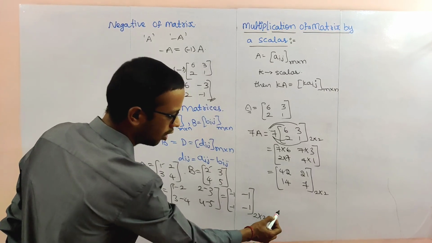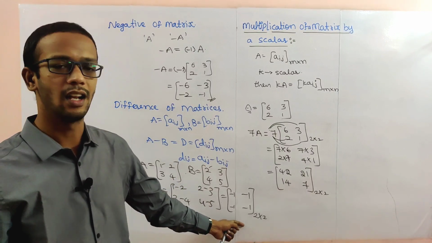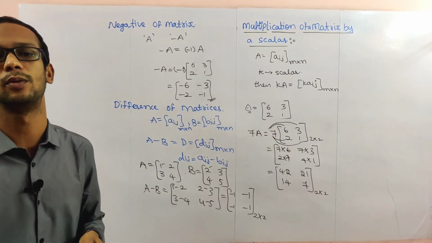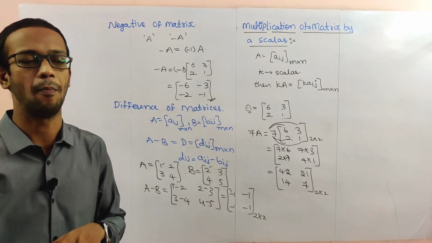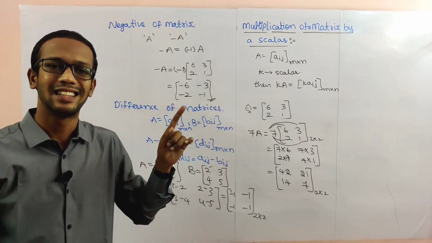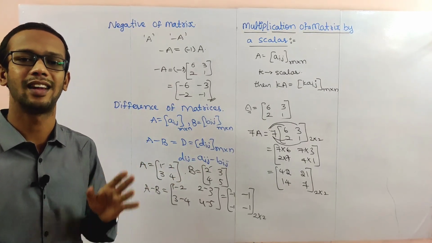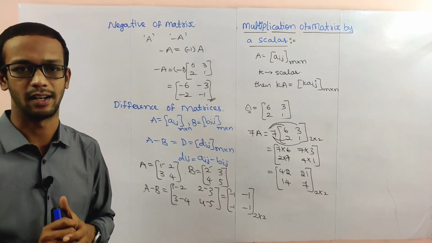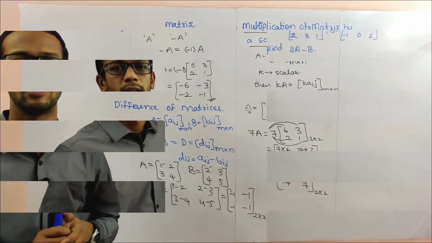What is the order of the result? It is 2 by 2. A is a 2 by 2 matrix, B is a 2 by 2 matrix, and the result is also a 2 by 2 matrix. After addition and subtraction, the result has the same order. Multiplication by a scalar is also the same: multiplying a matrix by a scalar gives a result of the same order. We'll see one textbook example.